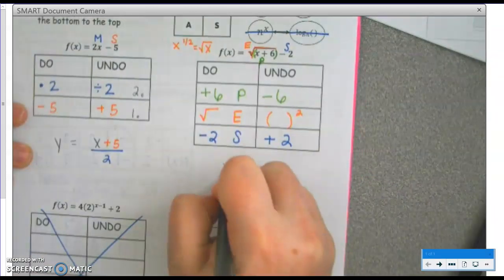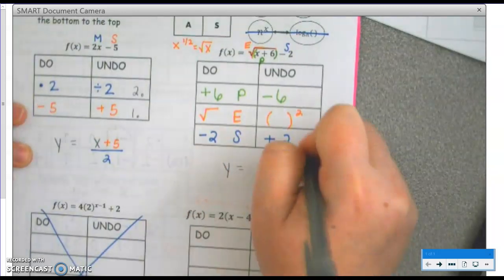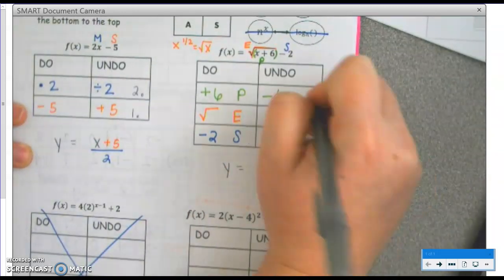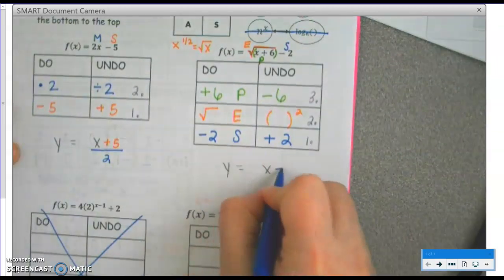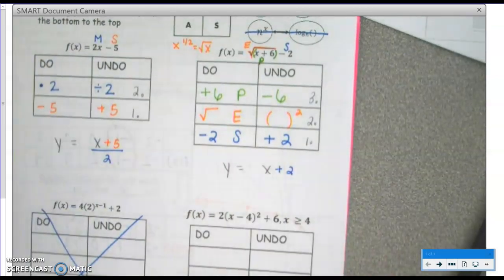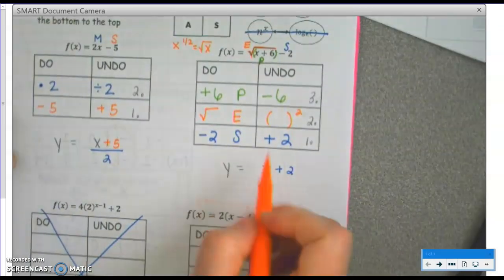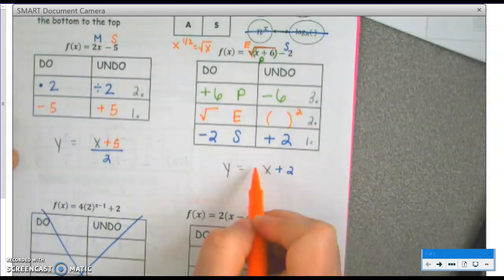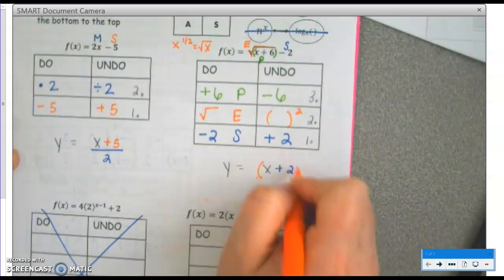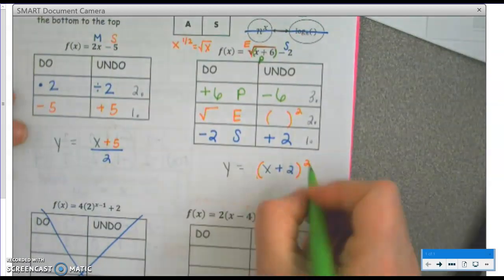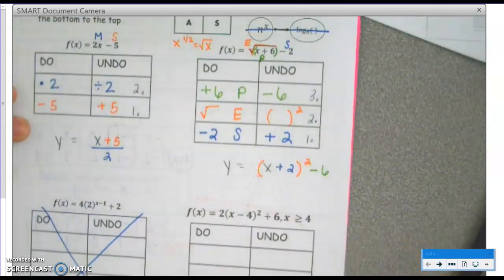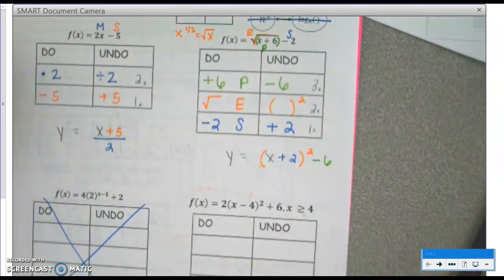All right, so I start with y equals x, and I work my way from the bottom to the top. So the first thing I'm going to do to x is add 2. Now the reason I left those parentheses open is because basically what I have here so far needs to go inside the parentheses and then square it. And then after that, we minus 6. And we're done. That's my new equation.